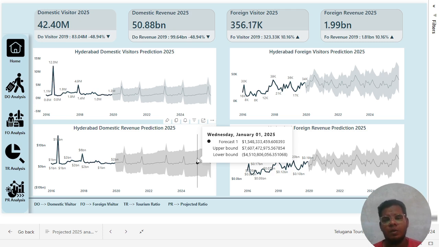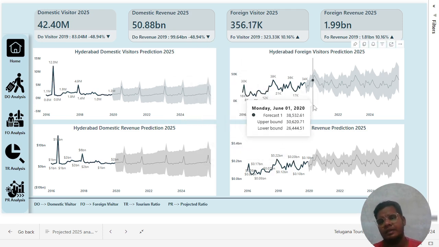The upper bound is the upper limit we will accept, and the lower bound is the lower limit. In the practical sense, it's a minus sign; it may go beyond zero into the negative, covered in a bracket. And 1.5 billion is expected in 2025. The upper bound is 7 million, and the lower bound is minus 4 million. This analysis is categorized month by month, month over month.